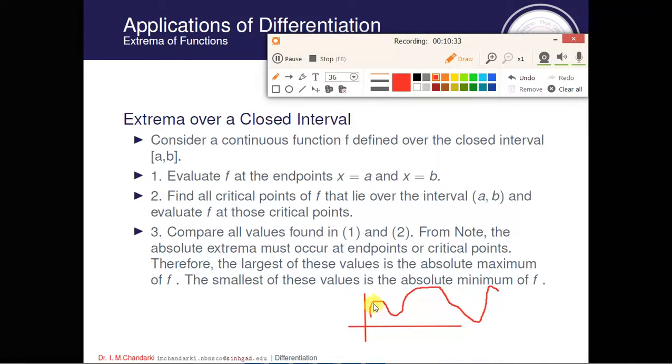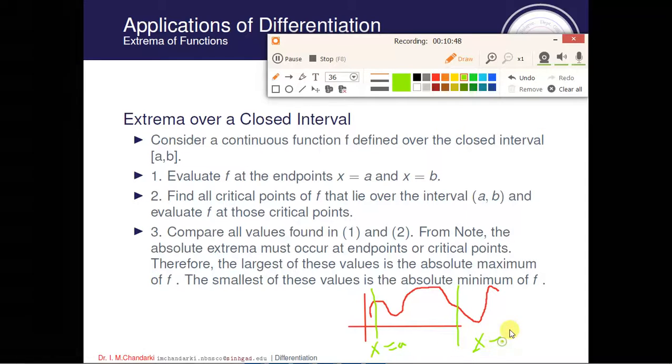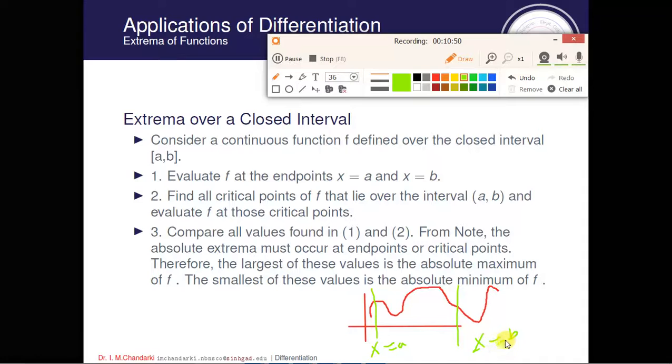If you have a function like this, suppose the starting point is here, x is equal to a, and the end point is here, x is equal to b. So if you want to find the extrema between a and b, first of all find f of a and f of b. That is the first step. The second step is to find the critical points. So these are the critical points.